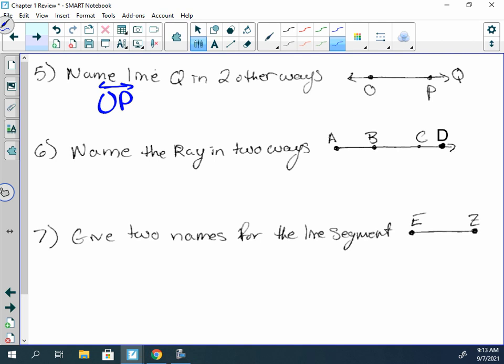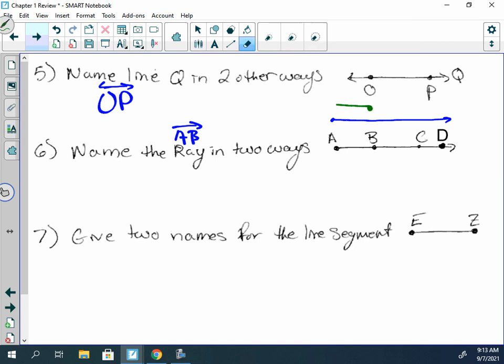Name the ray AB in 2 ways. So we can't use BA, because if I say BA, well, AB starts here and goes in this direction. BA would be from here to, well, it stops at A. Now, for any of the answers, A has to be the first point, because if they're going to be the same ray, they have to have the same endpoint.